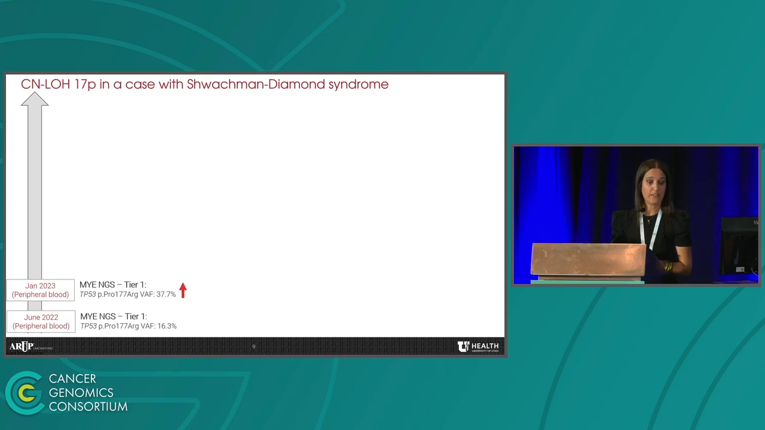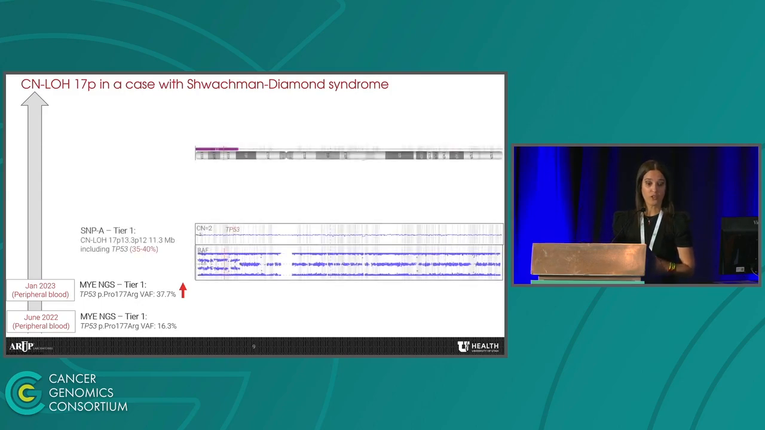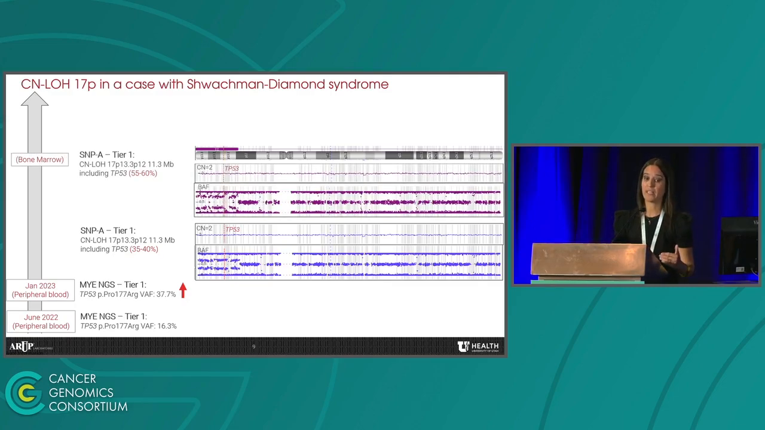And 1 year later, this patient presented the same variant at an increased VAF of now 38%. Concurrent SNP array in the same sample type, so peripheral blood, as you can see there, showed CNLOH in 17p overlapping the gene TP53 at 35 to 40%. And some of our providers are also submitting to us bone marrow in parallel, and we can see again the same finding, now present at 55 to 60%.